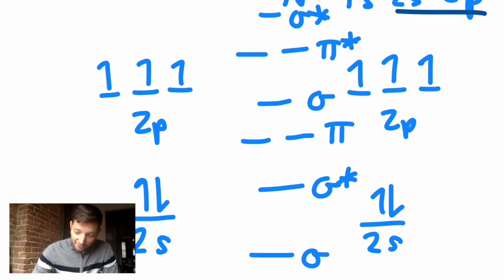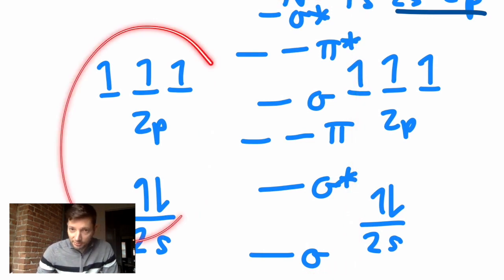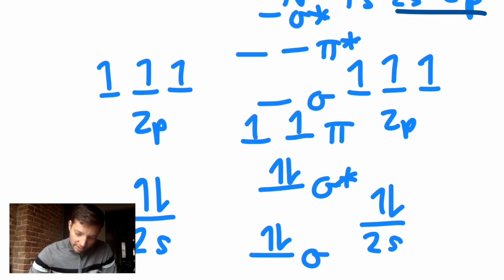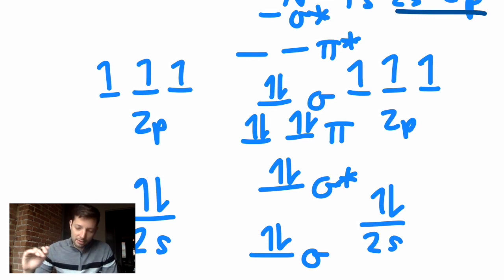Now, how many valence electrons do we have to build this molecule? We've got 5 valence from each, so I've got 10. So I'm going to fill up those 10 electrons. 2, 4, 5, 6, 7, 8, and then 9 and 10. And notice we actually didn't put anything in those anti-bonding orbitals up above.